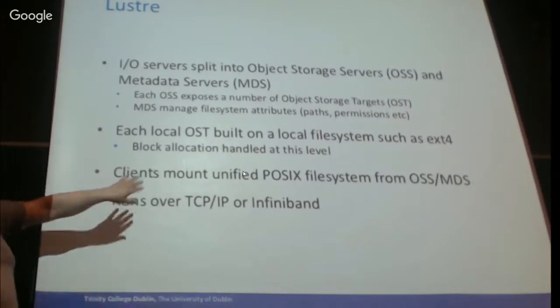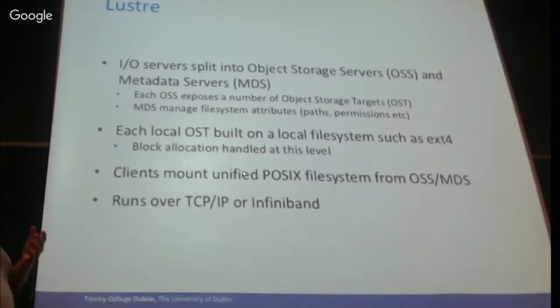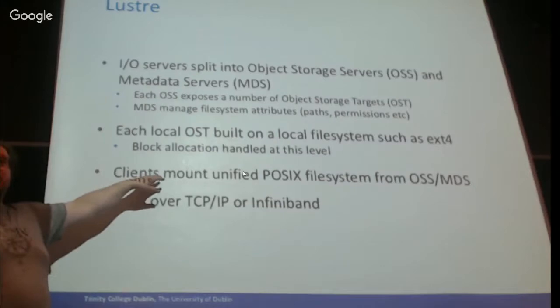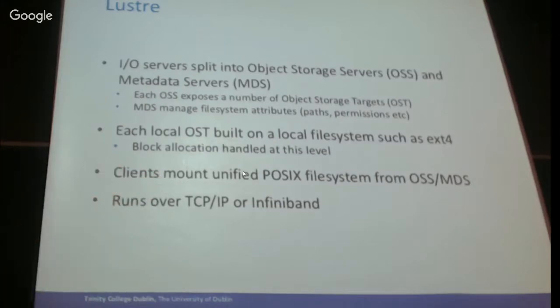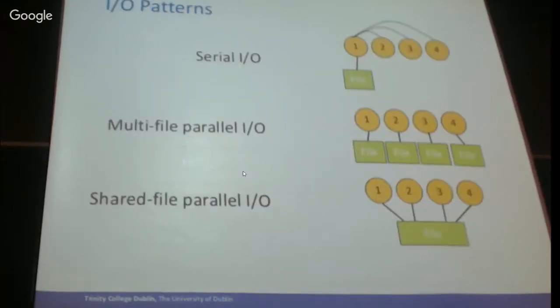Again, the client's going to make a POSIX file system, so you can do your LSs and all that if you need to. And again, it runs over TCP. So you can see a lot of them are the same, but under the hood, all of this is very different. But as the application user, you still end up seeing a POSIX file system that runs in a scalable way. So when we're doing our parallel I/O, there are a number of patterns that we fall into.